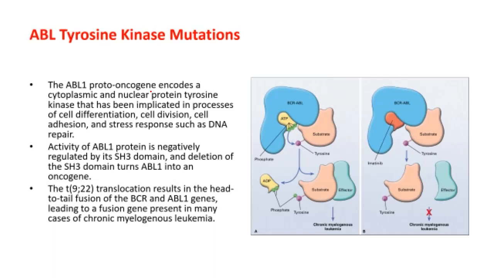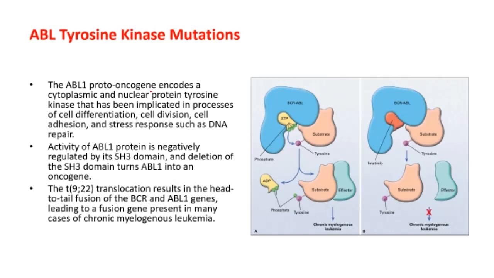The activity of the ABL protein is negatively regulated by the SH3 domain, and deletion of the SH3 domain turns ABL into an oncogene. So what happens in the 9;22 translocation? This leads to head-to-tail fusion of the BCR and ABL genes, producing a fusion gene that gives constitutively active ABL. Usually ABL is inactive in the cytoplasm, but BCR-ABL is active in the cytoplasm, and thus it will stimulate cellular proliferation and all those things.